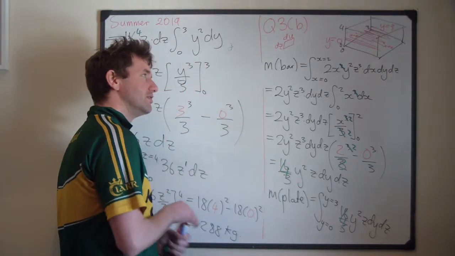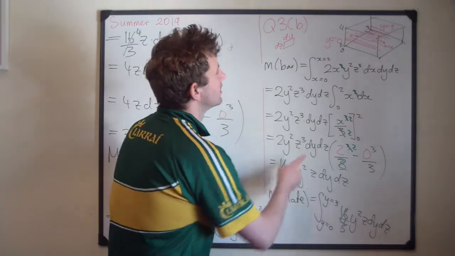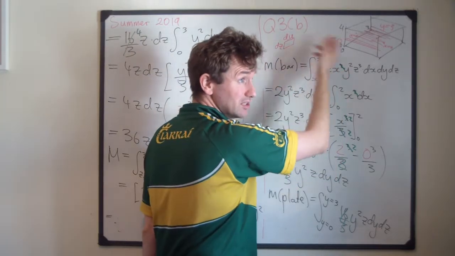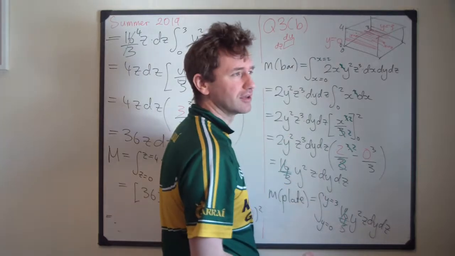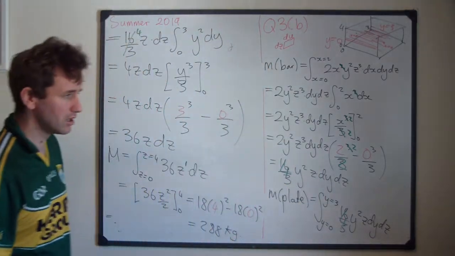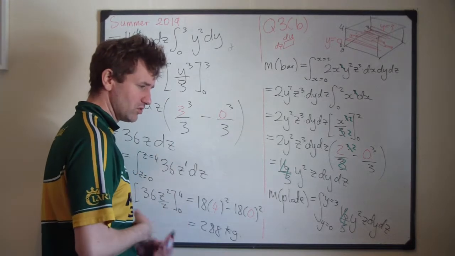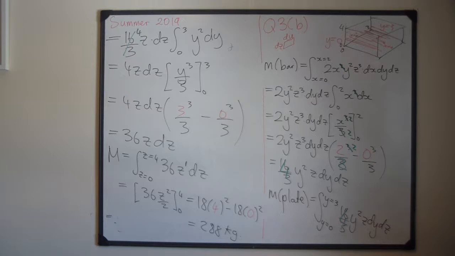The reason that's not accurate is because the average value of z in here is 2, and you cube it and get 8, but up at the top it's way heavier, 4 cubed is 64, so that's why that calculation gives a gross overestimate. Okay, so that's that done.